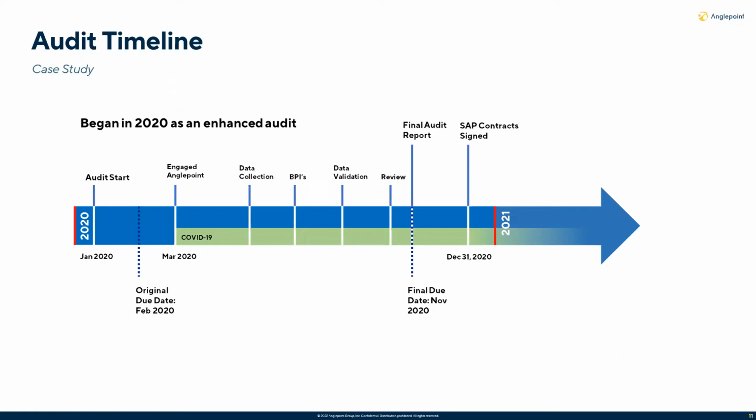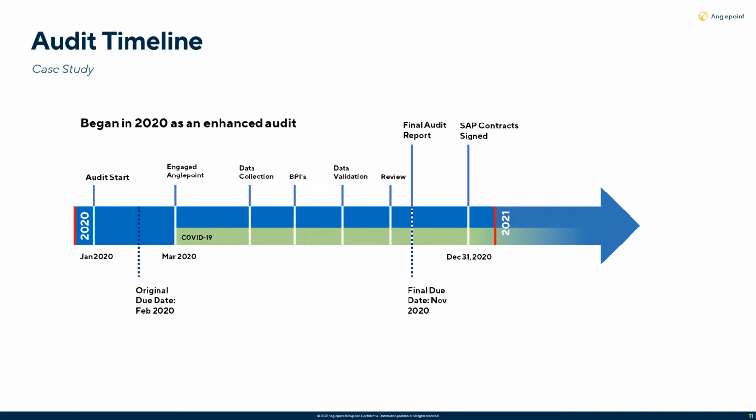It actually started before that with a basic audit where SAP was saying, hey, look, we're going to start this, we need to get this going. And for whatever reason, it was delayed and didn't officially start until sometime in early 2020. So when that enhanced audit started, they gave the team the original due date of February 2020. So they gave them a month.